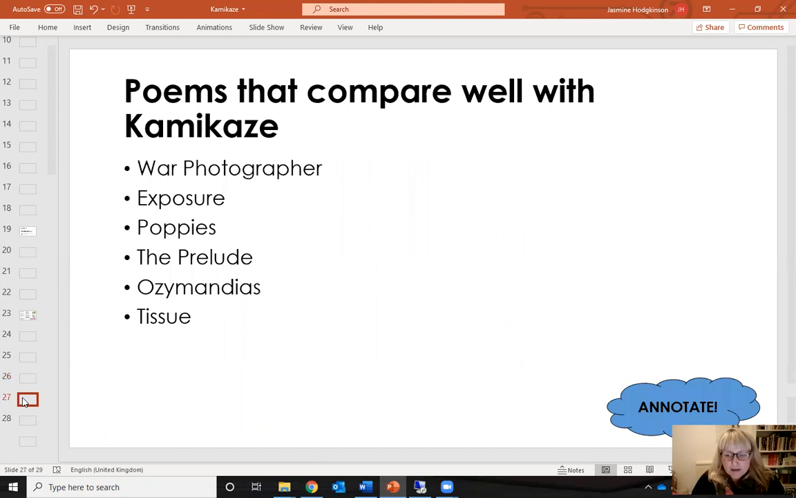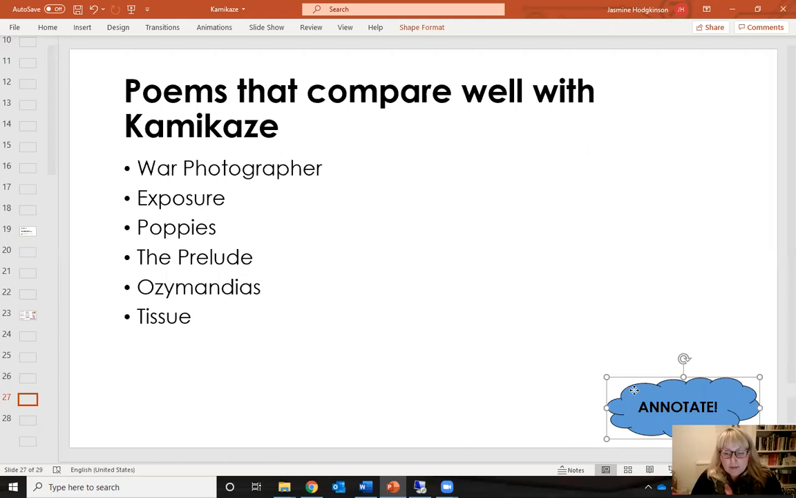So now that we've thoroughly looked through the use of language in the poem, I'm aware that there's a fair bit going on there, but it is all incredibly interesting and in linking to the theme of the poem and those ideas of conflict. The next thing I'm going to note are the poems that compare well with Kamikaze. I know you haven't looked at some of these poems yet, but it's useful to have that list available to you to refer to at a later date.